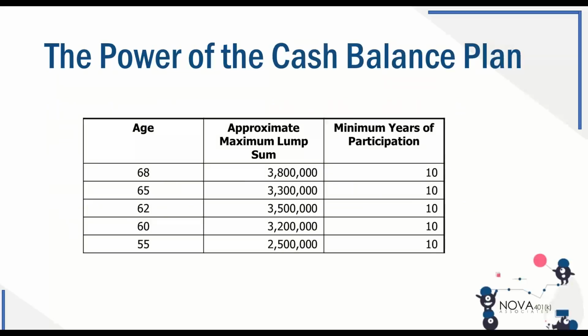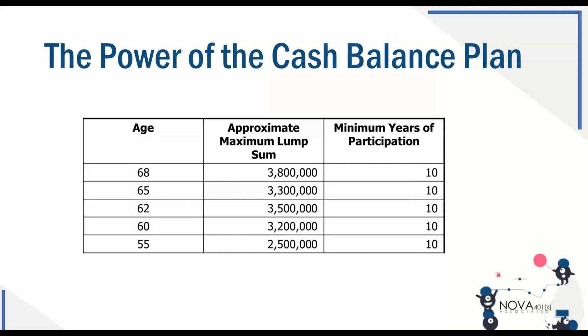So let's get into the meat of the cash balance plan. These are the numbers that everyone gets excited about. This is a chart based on 2024 limits. So a 68-year-old who has had a cash balance plan for 10 years and has fully funded it would be able to take out up to 3.8 million out of that plan. Again, this is based on the $275,000 annual maximum. We've converted that into a lump sum.